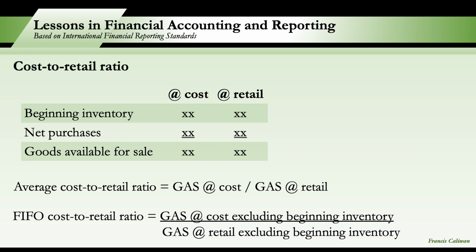Why are we excluding the beginning inventory? Because as we all know, beginning inventories are the ending inventories of the previous accounting period or periods. And since they come from the previous periods, they already have their own ratio. So beginning inventories have their own cost to retail ratio in the previous period. So in computing the cost to retail ratio using FIFO in the current period, we exclude the beginning inventories.